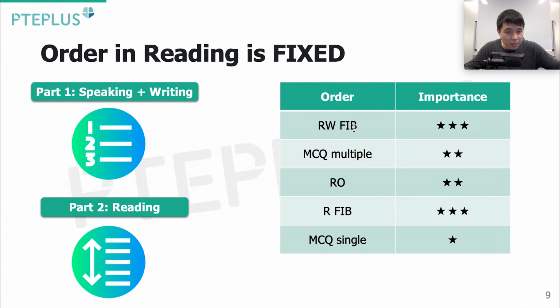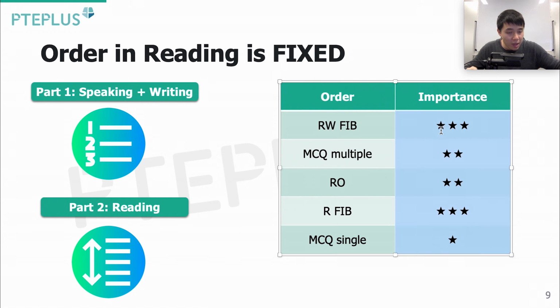Now, in the reading section, the order of the questions appearing would be the same. The first question would be reading, writing, fill in the blank. The second question would be multiple choice, multiple answer. The third one would be reorder paragraphs. And then the fourth one would be reading, fill in the blank. And the last one would be multiple choice, single answer.